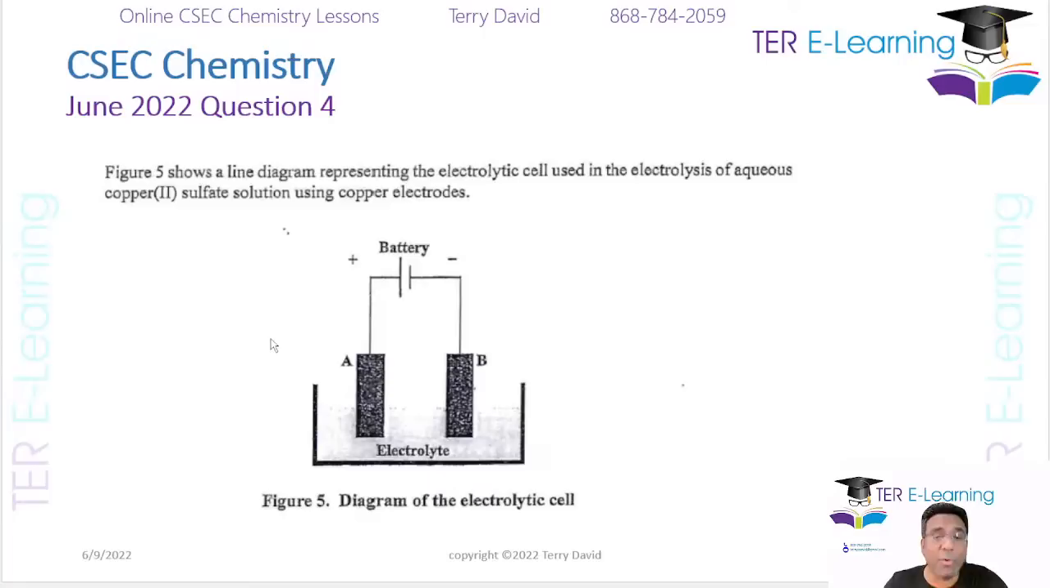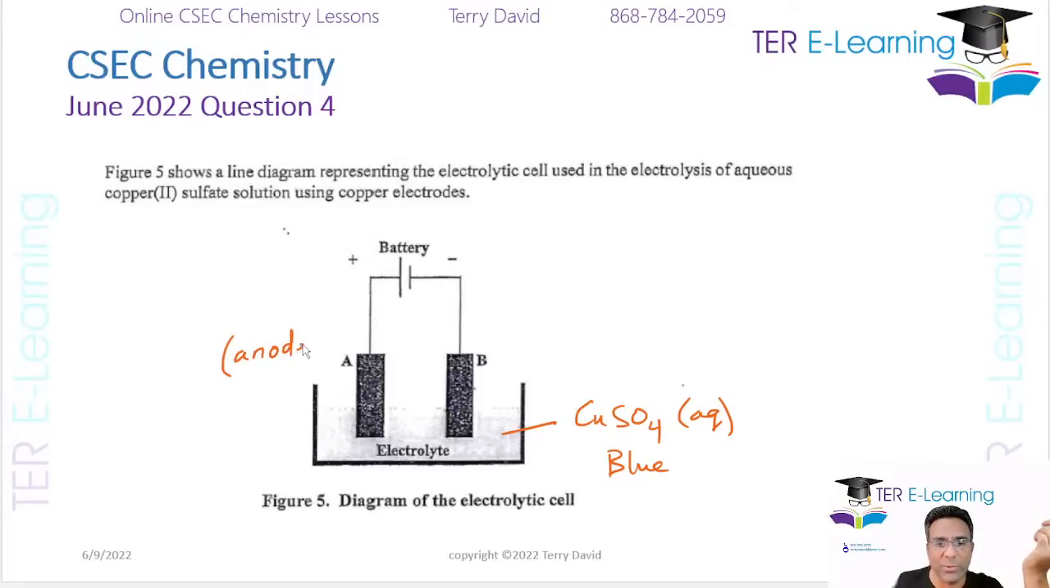Question 4 now. Question 4 was electrolysis, right? Figure 5 shows a line diagram representing an electrolytic cell used in electrolysis of aqueous copper 2 sulfate. I've done this so many times in my class. Before we even do anything, let's label up some stuff here so we understand what's happening. So this electrolyte here is copper 2 sulfate, and I always tell them CXC loves to bring this. So this is a blue solution. You have a battery here, so therefore A, because it's connected to the positive terminal, is called the anode. And B is connected to the negative terminal of the battery, so this is my cathode. Before I even look at the question, I need to understand what is happening here. And if you look carefully, they said we're going to use copper electrodes, right?